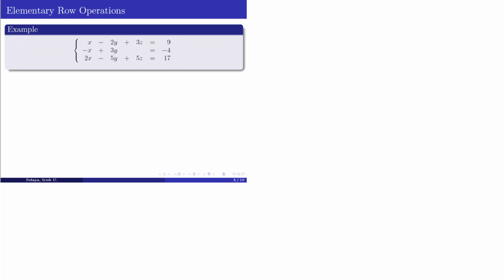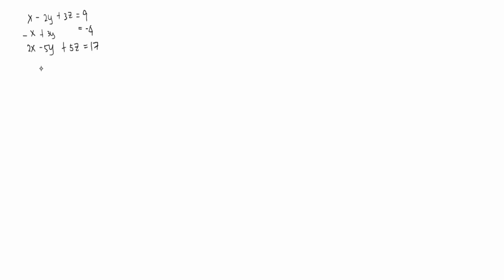Now, to give you some more examples, let us solve this system by applying elementary row operations to its augmented matrix. So we have here the given. First, we write the associated augmented matrix of the system. So we copy the coefficients and the constant term. So we have 1, negative 2, 3, 9, negative 1, 3, this means 0 here, negative 4, 2, negative 5, 5, 17. Okay, so this is the augmented matrix of this given system.